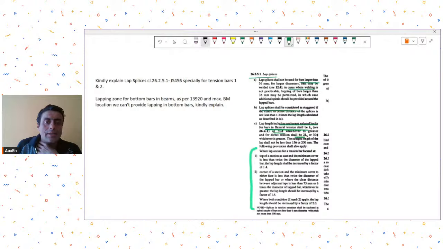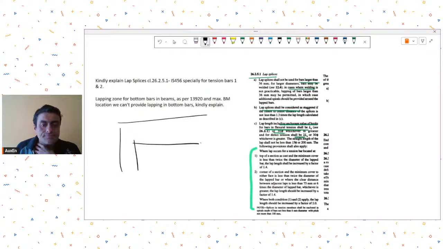Okay, so I think what is being said over here is that let's say I have a beam. Lap splices, lap length including anchorage value of hooks. So I'm not sure if this is my bar, and then there is another bar and I have provided a lapping over here.